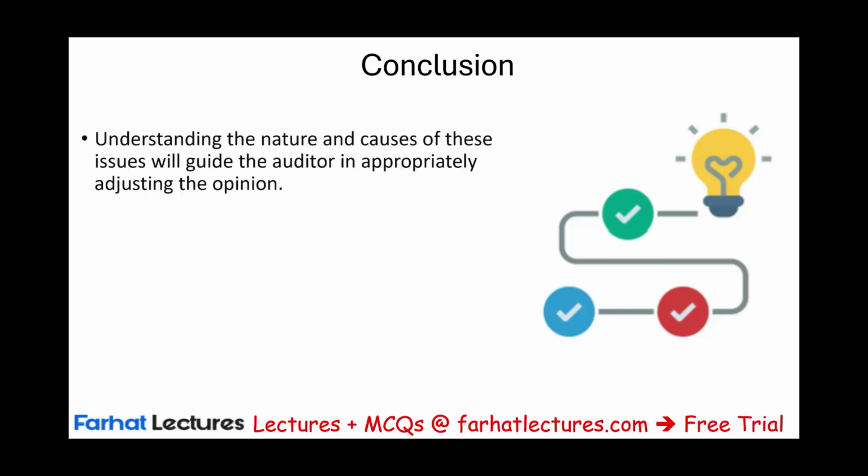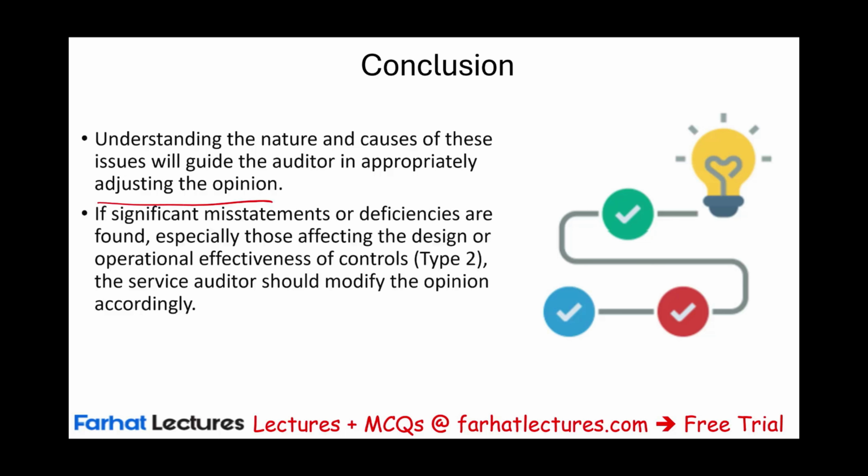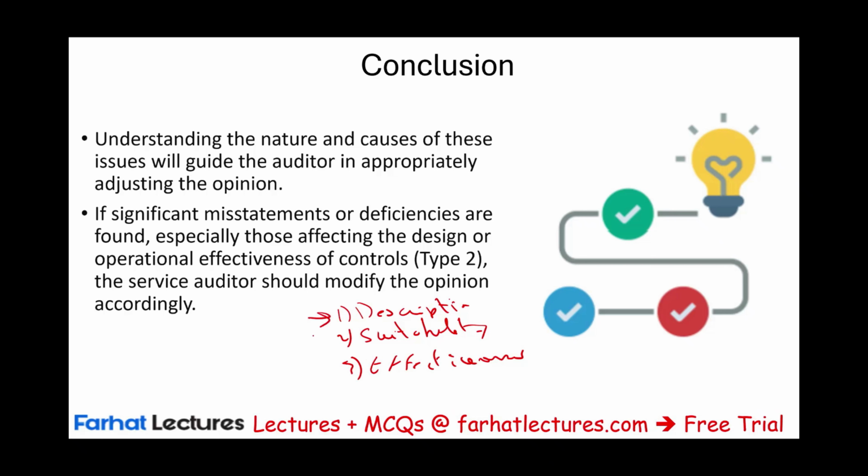At the end of the day, we have to understand the nature and causes of any issue, because based on the nature and causes, we're going to have to adjust our opinion. If significant misstatement or deficiencies are found, especially those affecting the design, also the description or the operational effectiveness of the control in a type 2, the service auditor should modify the opinion accordingly. At the end of the day, the auditor will have to determine whether there is a problem with the description, with the suitability of control, or the effectiveness. Those three, this is what we're looking at. We're looking at those three things. If there's any issues, major deficiencies, then we might have to modify the report.